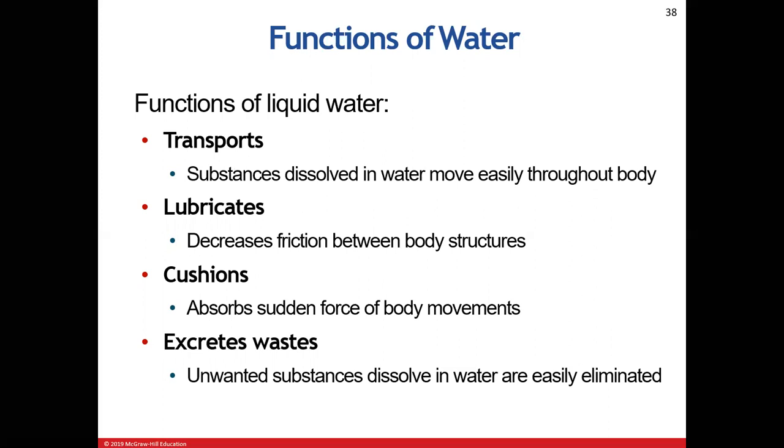We also have cushions, or the function as a cushion. And this absorbs sudden forces of body movements. A great example of cushioning is your CSF, or cerebral spinal fluid, because CSF essentially surrounds the brain and a big chunk of the spinal cord. And so it prevents major movements, or at least smaller movements, from causing significant damage.